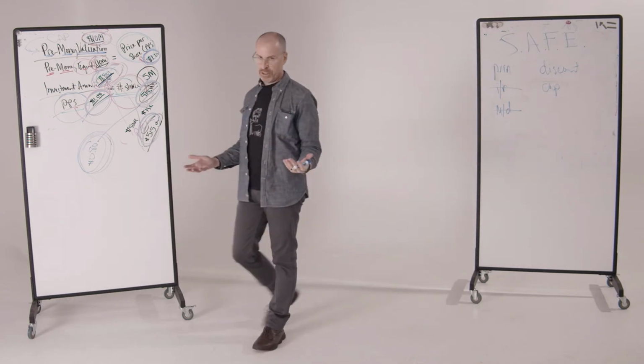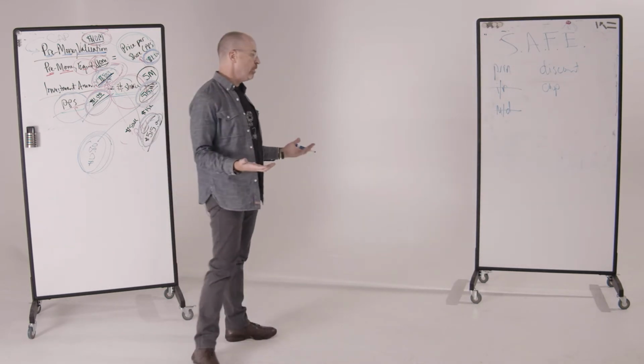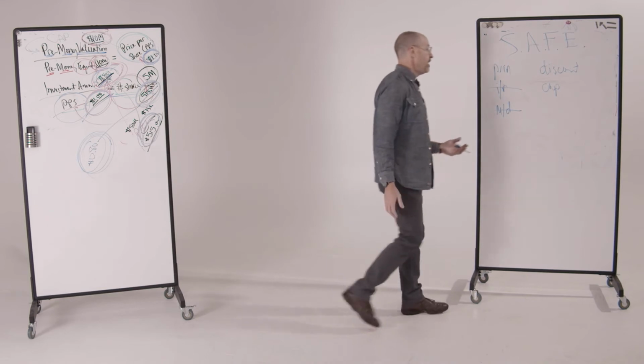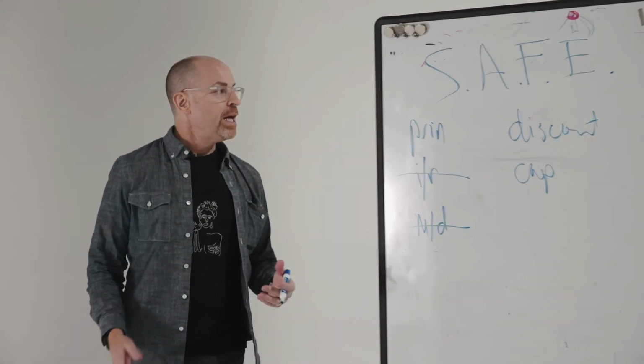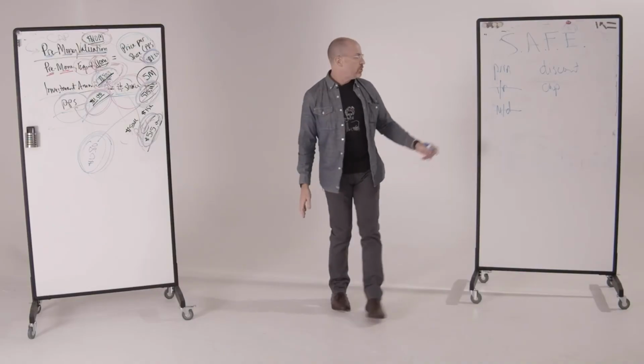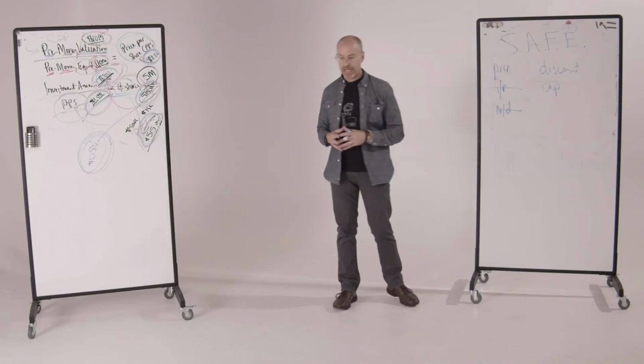They've created forms, and you can find them on their website. They're downloadable, and they work. And you can go with a discount or no discount. You can go with cap or no cap. Very simple. Stripping out the interest rate, stripping out the maturity date.